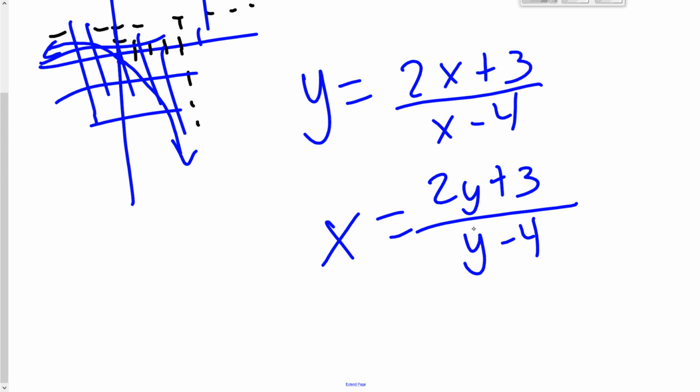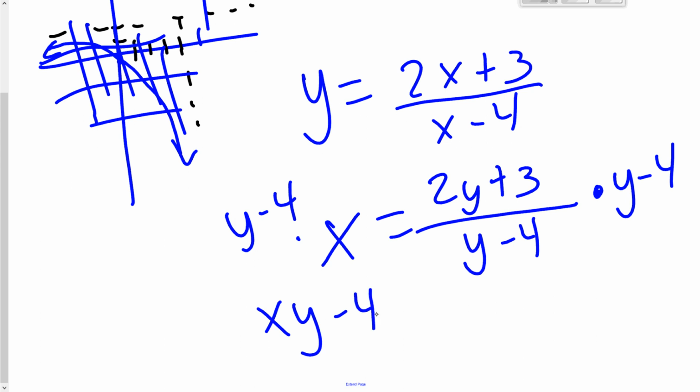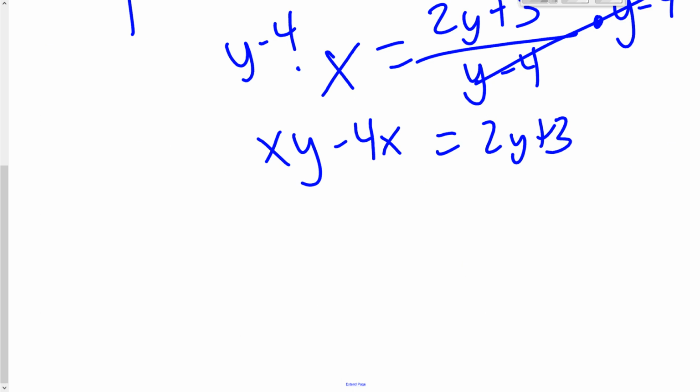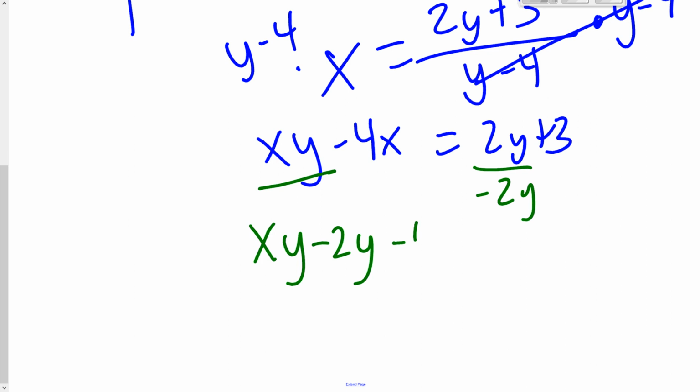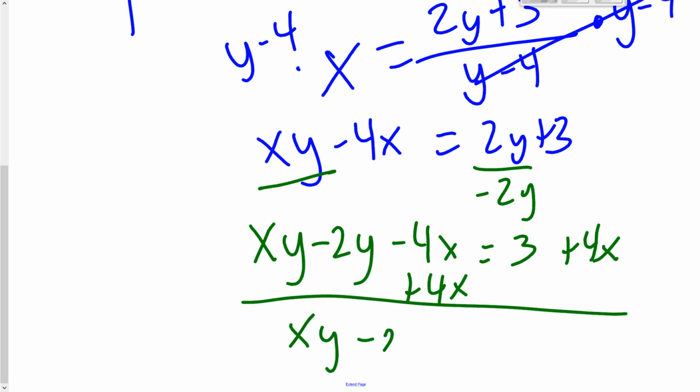Well, the only way to get this y from the denominator is to multiply by y minus 4. So I do that to both sides. I distribute that x, so xy minus 4x equals 2y plus 3, because these cancel out. So I get rid of that fraction. Now I'm trying to get my y's on one side, right? So this y and this y need to be on the same side. So if I want minus 2y, I'll have xy minus 2y, and then minus 4x equals 3, and then I can add 4x to both sides. So I get xy minus 2y equals 3 plus 4x.